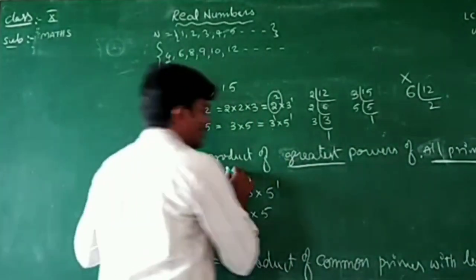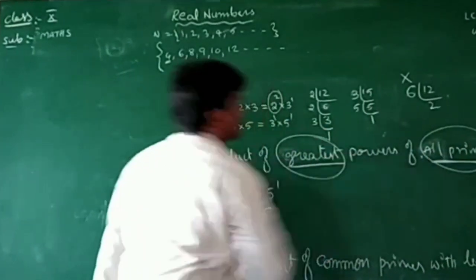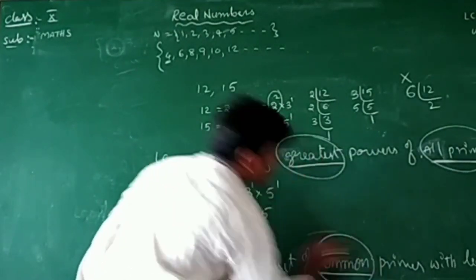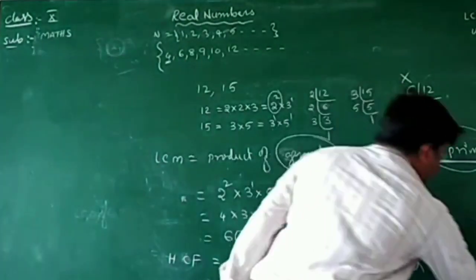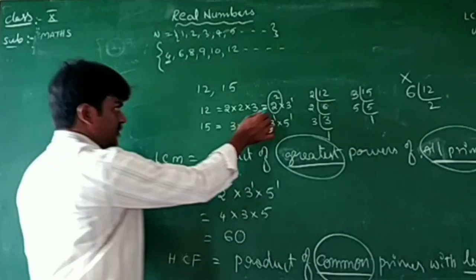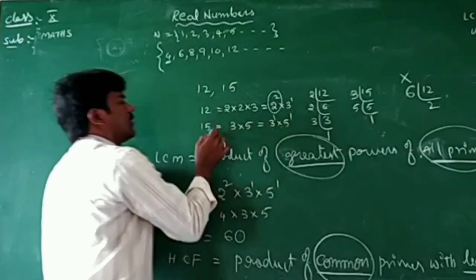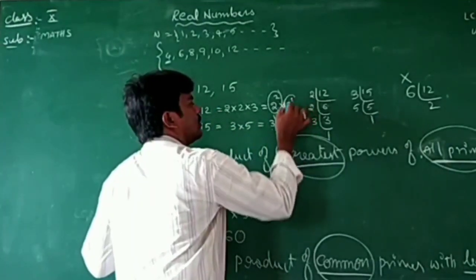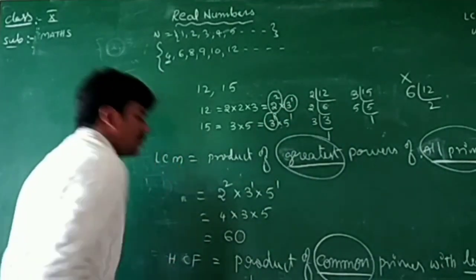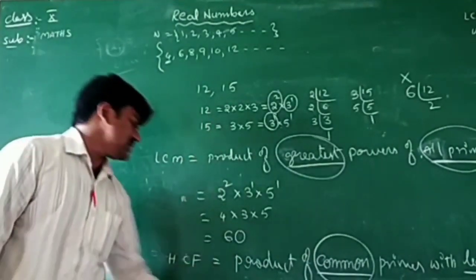See here, LCM is the product of greatest powers of all primes. Here you use all primes and greatest powers. But while finding the HCF, we should not use all primes. Only the common primes should be used, with least powers. See what the common primes are. 2 is a prime, but it is not common to both 12 and 15, so we should not take 2. Now 3 is common in both factorizations, so the least product is only 3. That's why the HCF of 12 and 15 is 3.